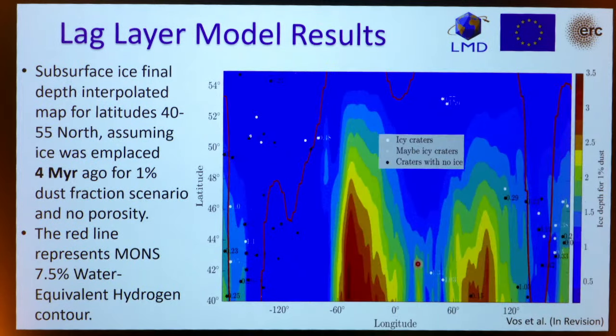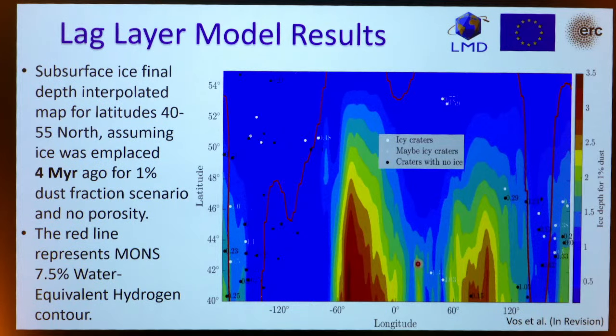We also did the same exercise: what happens if the ice was in place 4 million years ago, when the obliquity was less than 40. The agreement with observation is less good, and we're very happy that it's less good, because now we can constrain the timing of the ice, which really nicely matches geological features. So we believe the ice is about 2 million years old, maybe even less.